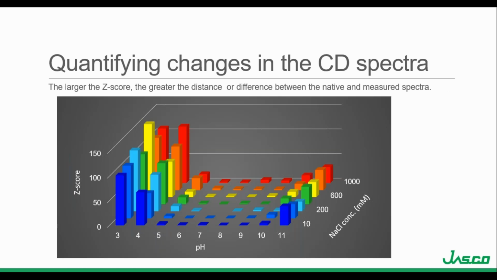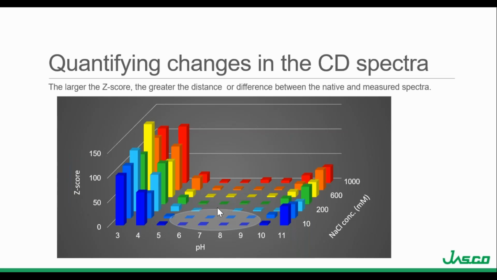So this plot quantifies the changes in the CD spectra. The Z-score describes how many standard deviations the spectra are from the reference set average. The larger the Z-score, the greater the distance or difference between the native and measured spectra. The Z-score is small at pHs 6 to 9, and the structure is not significantly different from the native sample at pH 7 and a concentration of 200 millimolar salt, which would be shown here.